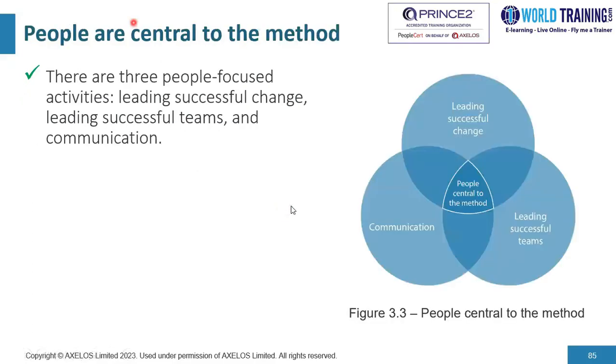Now, people are central to the method. There are 3 people-focused activities. One is leading successful change, the other one is leading successful teams, and communication is the third people-focused activity. And at the center of the interface of all of these 3 focused activities are people, who are central to the method.